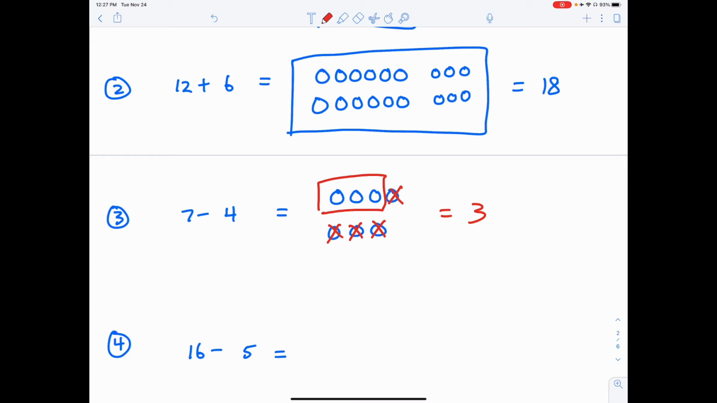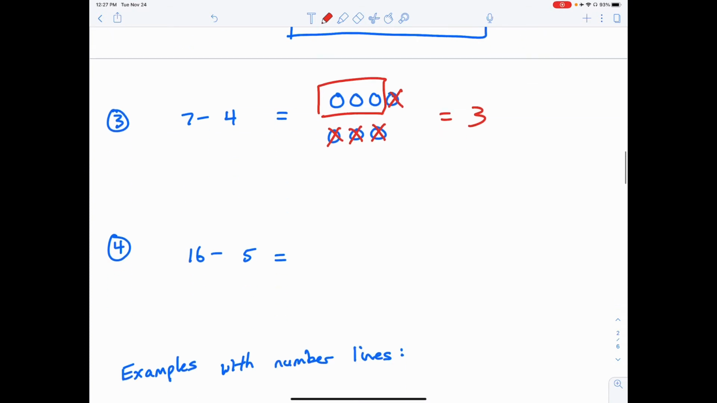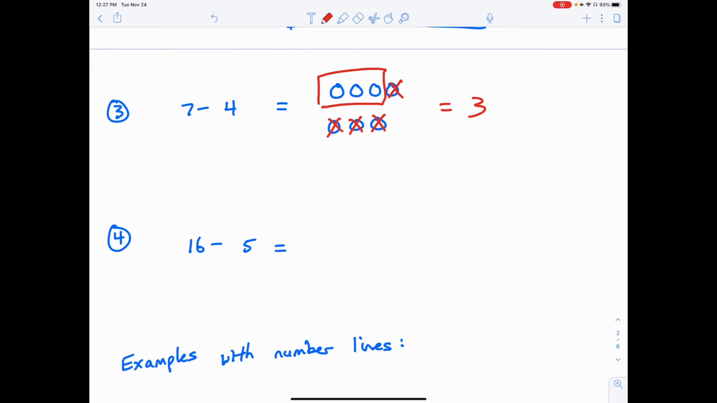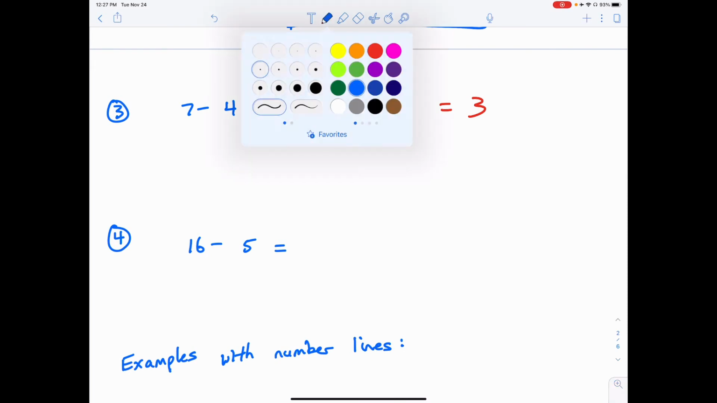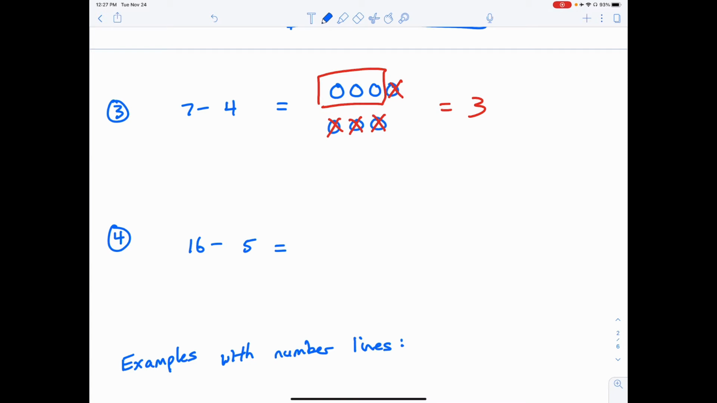Likewise, with bigger numbers, it's the same idea, right? The first number is your setup, basically. So we want to do 16 circles. So we can go 1, 2, 3, 4, 5, 6, 7, 8, 9, 10, 11, 12, 13, 14, 15, 16. That's our setup. Minus 5 means we need to take away 5.